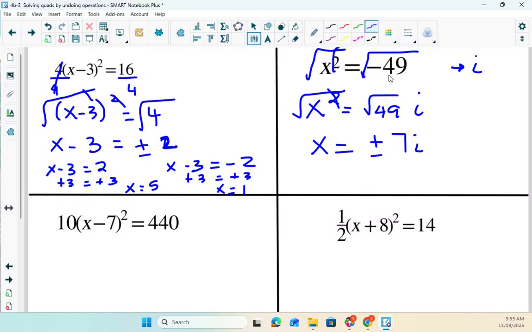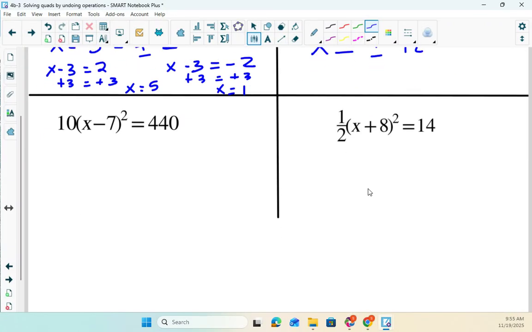So anytime you have a negative under the radical sign or the square root sign, you know you're going to have the imaginary unit i. That's a complex number. Okay, so pause the video and try these two examples here.